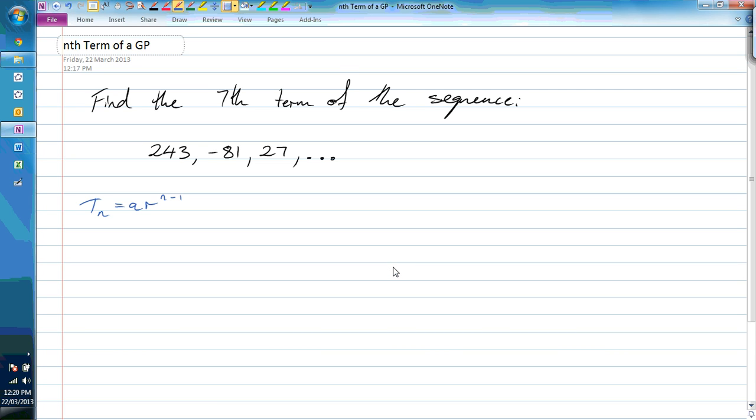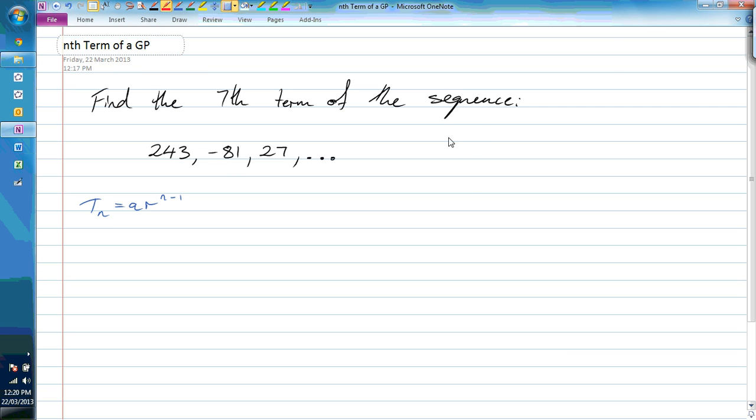The next example is a slightly more difficult geometric sequence. This one starts off at 243, then we have negative 81, then positive 27. The question is, what is our common ratio here?